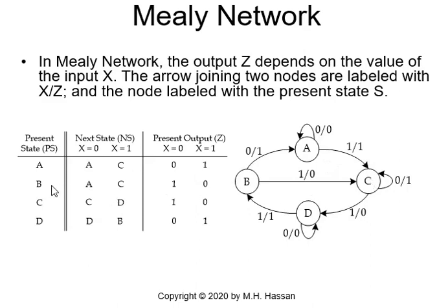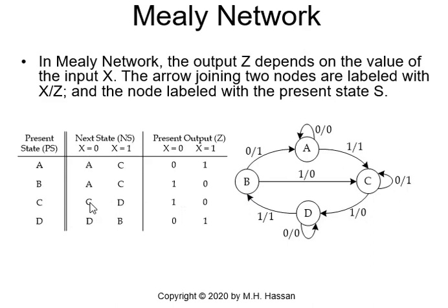If I'm in state B and x is 0, the output is 1, and I will go to state A. So if I'm in B, 0 slash 1, I will go to A. If I am in B and the input is 1, I will go to C and the output is 0. So present state B, x is 1, I will go to C and the output is 0. Do you see here the arrow? I have 1 slash 0. X is 1 and Z is equal to 0.